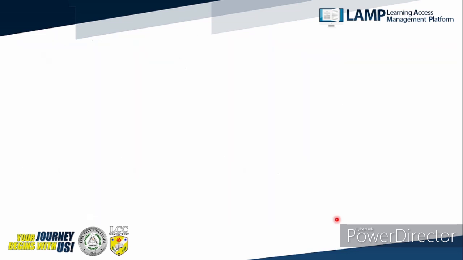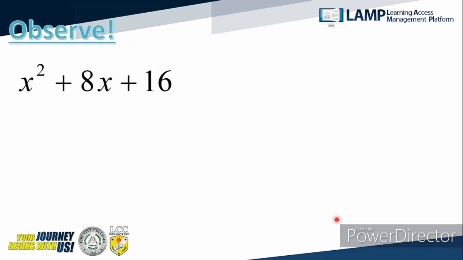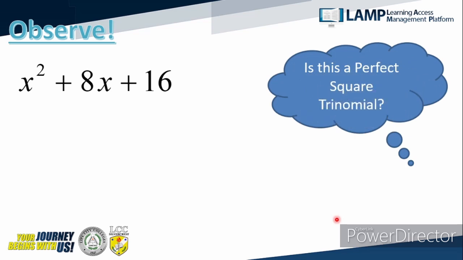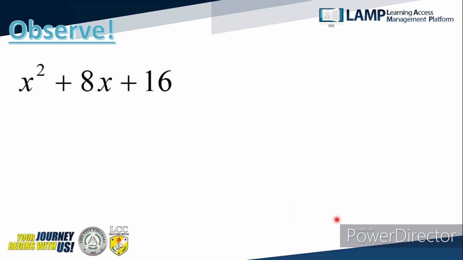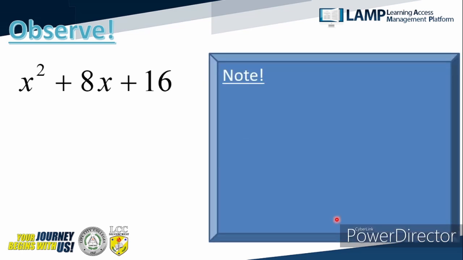Let's have our first example for a perfect square trinomial. Observe, we have here x squared plus 8x plus 16. Now, the question is, is it a perfect square trinomial? And another question is, how can we identify that it is a perfect square trinomial? So now we have some notes or conditions before we conclude that our given is a perfect square trinomial.